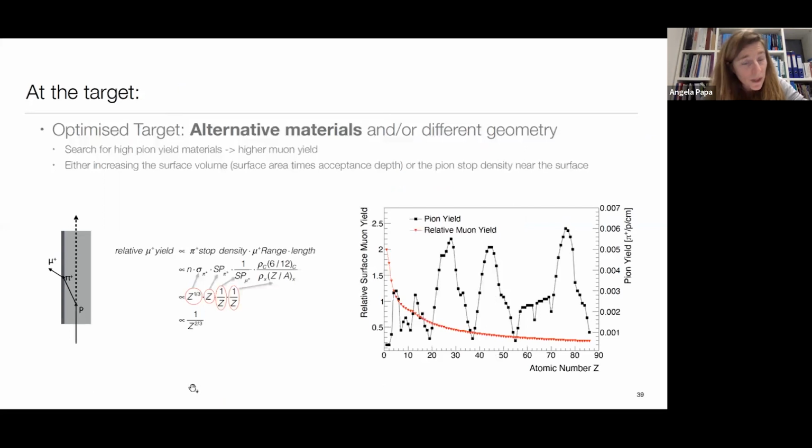What we looked at was to find some alternative for the target, in terms of material and different geometry. We looked at the amount of muons that we would produce, putting together the pion yield and the relative muon yield. We concluded that the configuration we actually have, a carbon target, is still the best one.